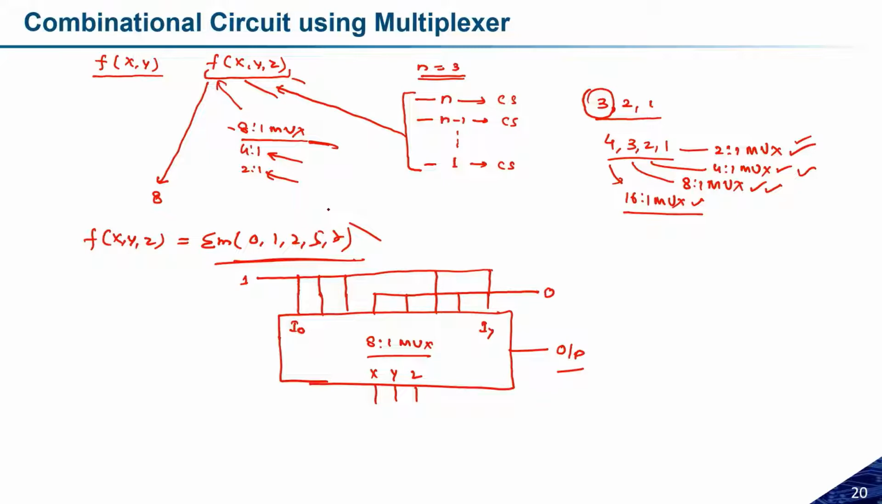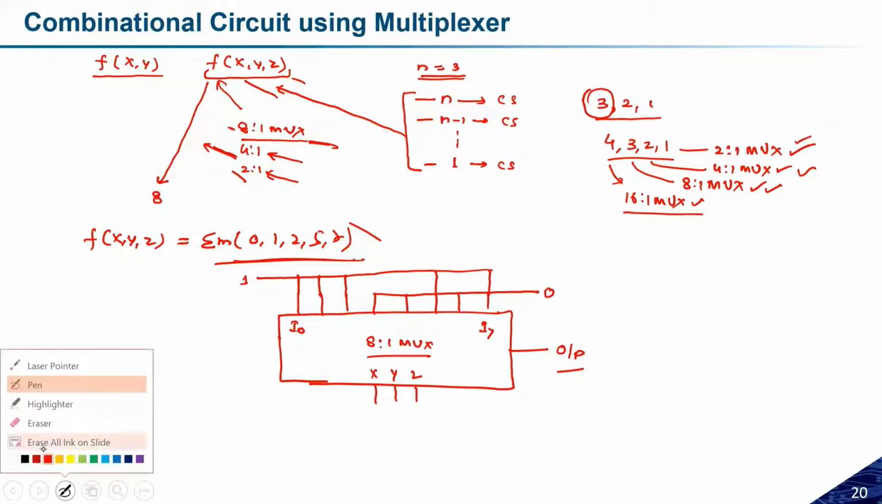Better, instead of 8 raised to 1, we can go for another kind of arrangement, which is 4 raised to 1. I will tell you about 2 raised to 1 as well, so we'll see one by one. If you have any doubt at this point of time, you can ask questions. Otherwise, we'll move ahead with the 4 raised to 1 multiplexer: how we can implement the three variable function with 4 raised to 1. Then later on, we'll talk about the three variable function implementation based on a 2 raised to 1 mux.